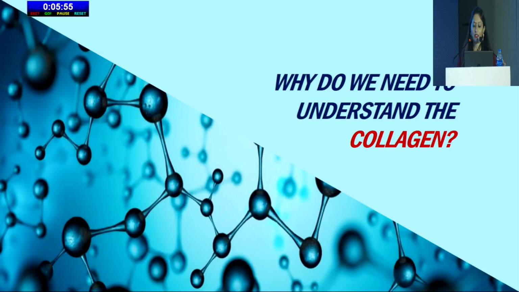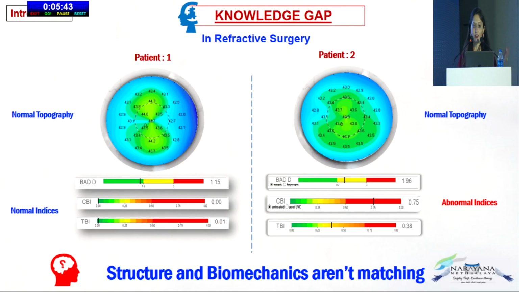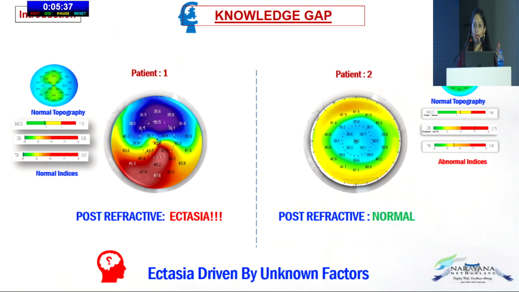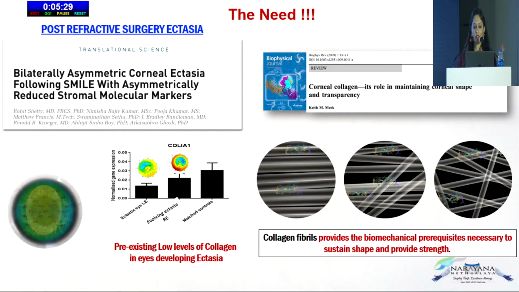So why, as refractive or corneal surgeons, do we need to understand or study the collagen? We already have multiple topography, biomechanics, and OCT-based indices, which help us to differentiate normal from suspect corneas. However, we do come across cases where topographies and biomechanics are normal, but sometimes topography and biomechanics don't match at all. And there are times when a patient with normal topography and biomechanics lands up developing ectasia and vice versa. So what is happening here? What are we missing here?